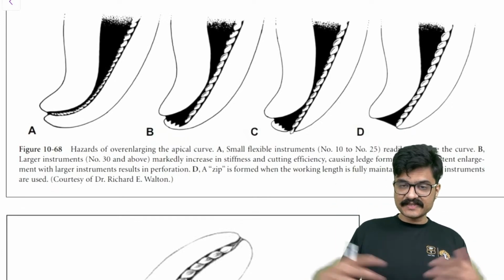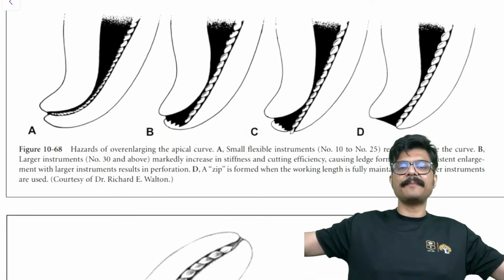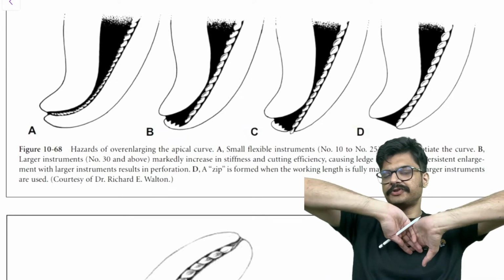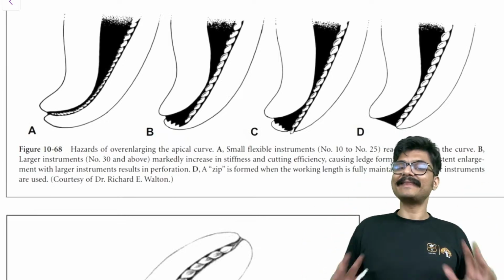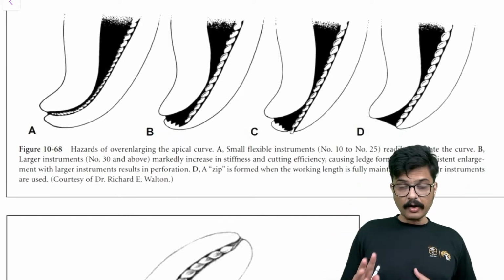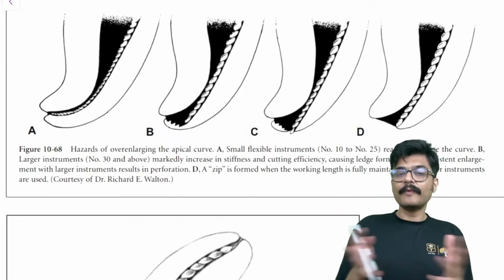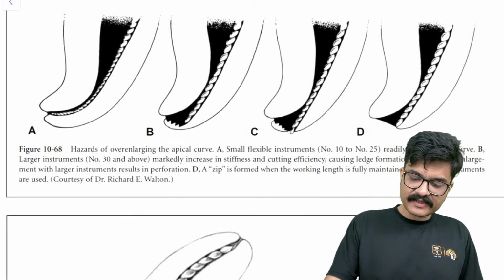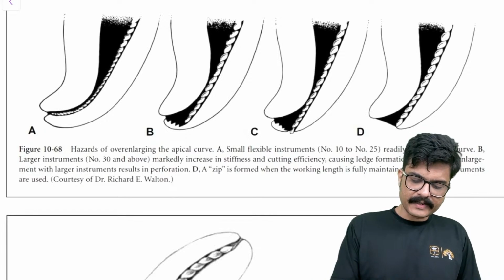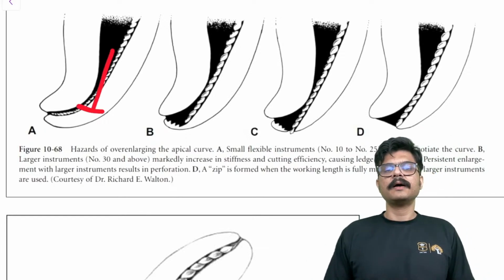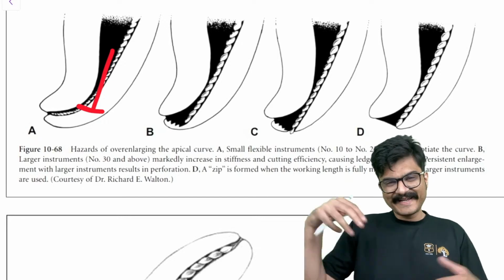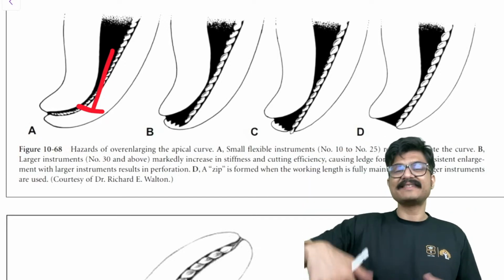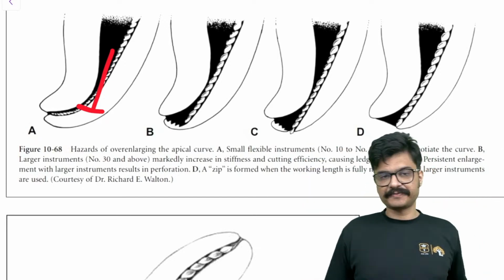When you create an apical zip, you basically tear open the apical foramen because you're not short of the working length. Your working length is correct, right? But you have over instrumented. What happens in a ledge is that your working length determination was wrong, guys. If the working length was 20 mm, you were working at 17 mm, right here. And then you went on digging the outer curvature of the canal and created a step here. That is a ledge, right?